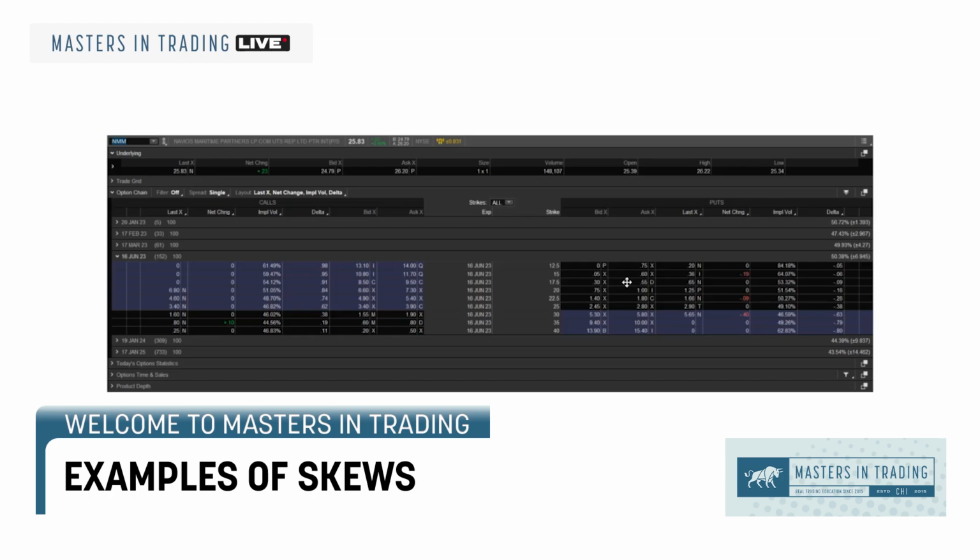For whatever reason, we are seeing heavy skew towards that upside right now. A little bit more implied vol going down than up, but overall, folks are betting on NMM with a much higher probability of going higher than trading lower. Notice that 30 strike compared to the 20 strike. That's a significant difference. Folks are bullish NMM.